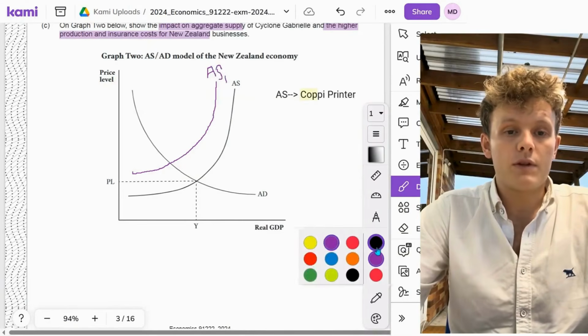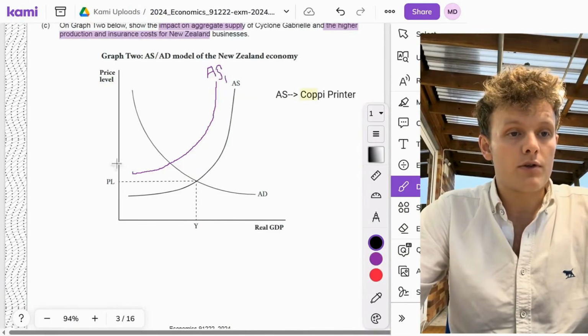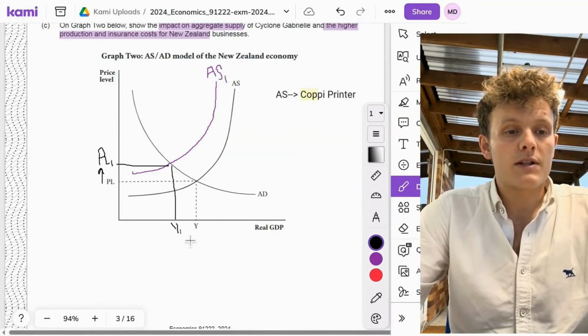AS1, and then of course again we need our new price level, so we're going to draw PL there, Y there. I'm just drawing it quite rough, you guys will have to draw it with a straight line and a ruler and dotted lines and make sure it's perfect in the exam. So price level has increased, whereas output in this case has decreased, and then this will be our final outcome.